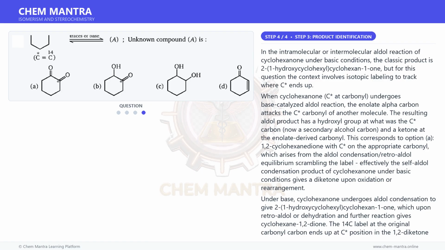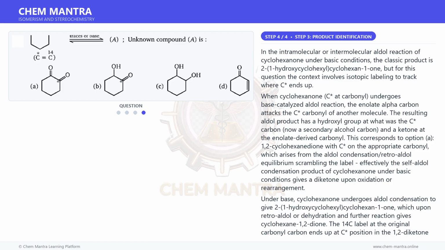Under base, cyclohexanone undergoes aldol condensation to give 2-(1-hydroxycyclohexyl)cyclohexan-1-one, which upon retroaldol or dehydration and further reaction gives cyclohexane-1,2-dione. The 14C label at the original carbonyl carbon ends up at the C** position in the 1,2-diketone product, option A.